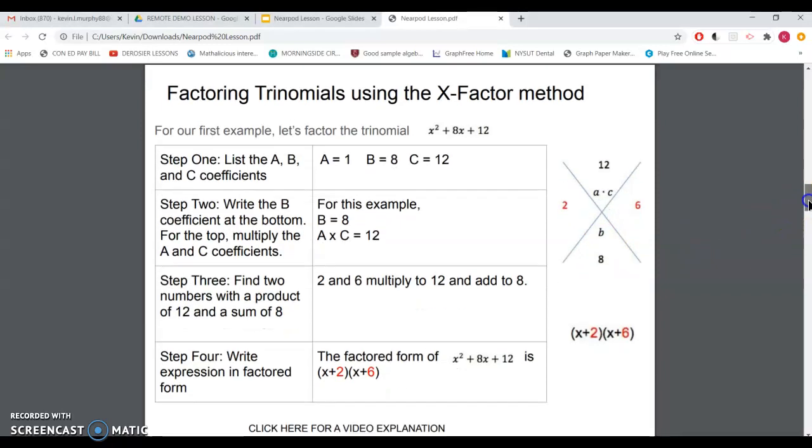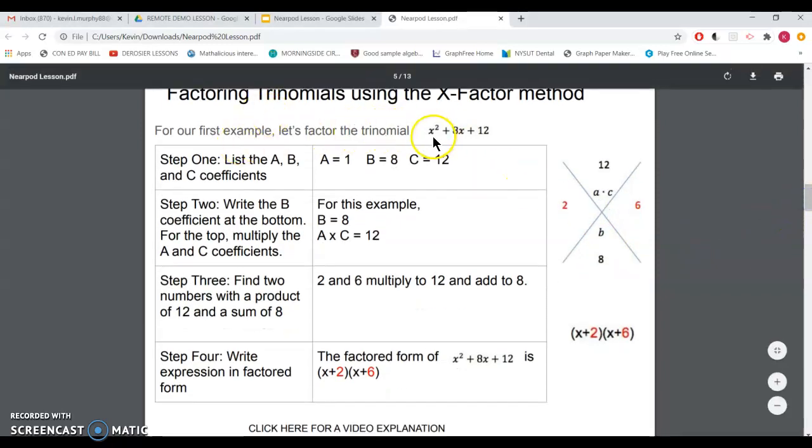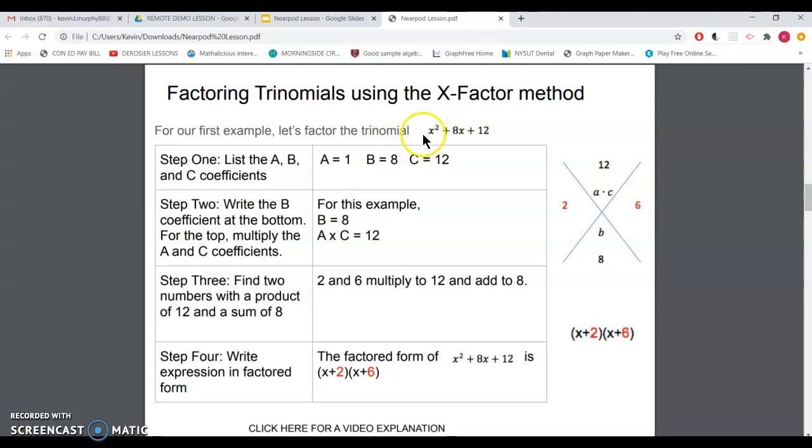So the first step here, if we're trying to factor this x squared plus 8x plus 12, we're going to start by simply listing out the coefficients. Remember, it's written in the form ax squared plus bx plus c. So a is just in front of the x squared, and as you can see, there's nothing here. When there is no number in front of the x squared variable, or really any variable for that matter, it's just implied that there's an invisible 1 right here. So our a coefficient is going to be equal to 1.